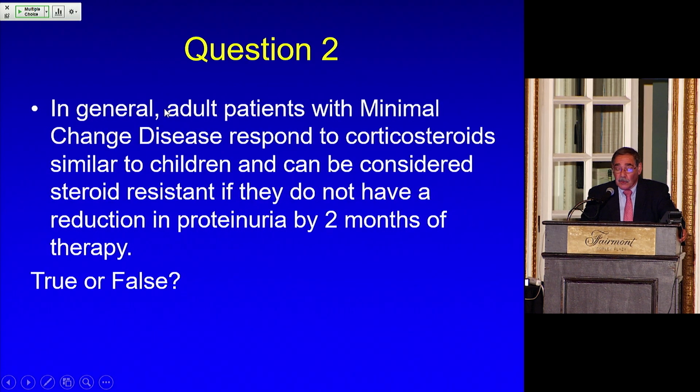Okay, question 2. In general, adult patients with minimal change disease respond to steroids similar to children and can be considered steroid resistant if they do not have a reduction in proteinuria by 2 months of therapy. Answer 1 is true, answer 2 is false. Okay, 1 is true, 2 is false.